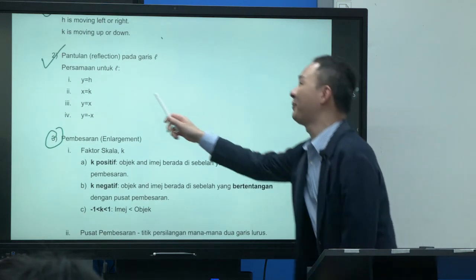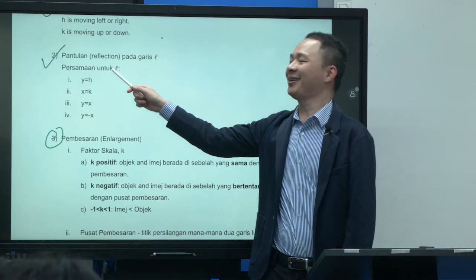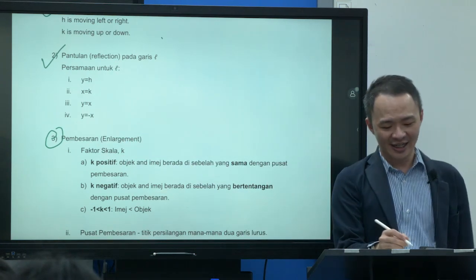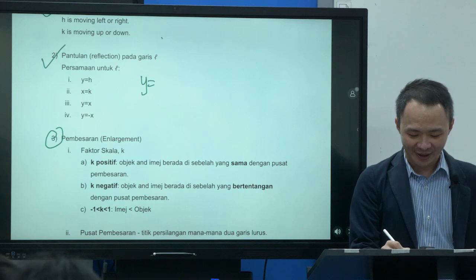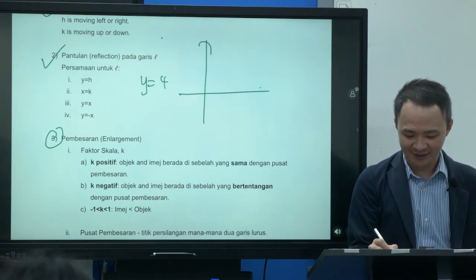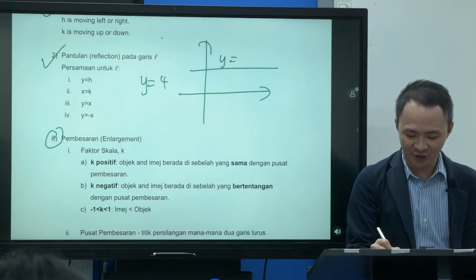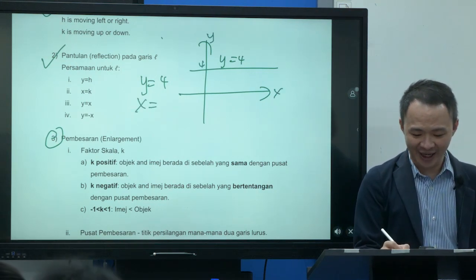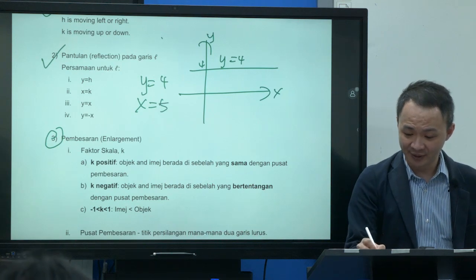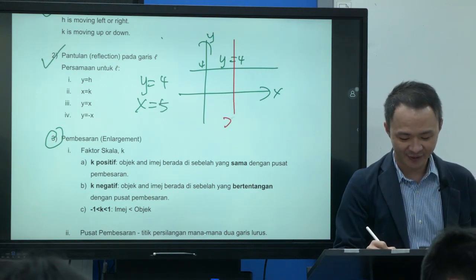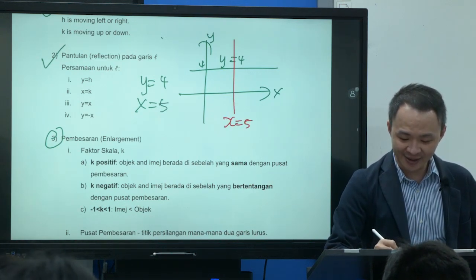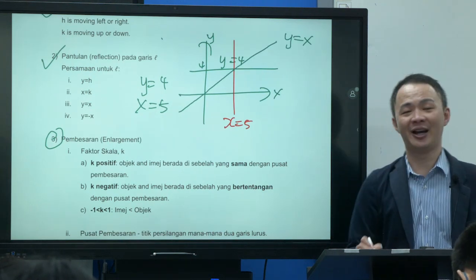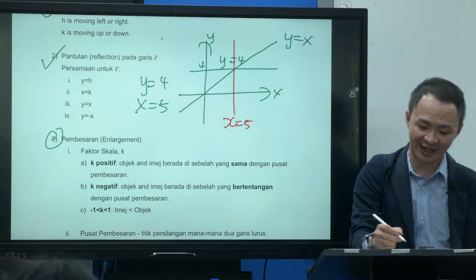But this one, I also want you to memorize. In SPM, right, only have these 4 types of line. It depends. Y can be a number, right? Like Y equals to 4. The line is like this. Y equals to 4. X exit, Y exit. Okay? X equals to K, like X equals to 5, for example. Then X equals to 5. Y equals to X, it looks like this. Y equals to X. And Y equals to negative X, another direction.